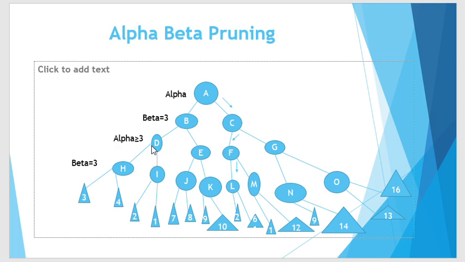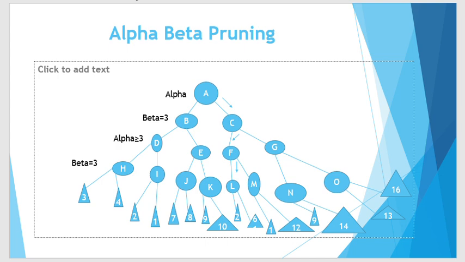Okay, the value will be 3, and the max value of this node we don't know, but we know that the max value of this node will be either 3 or greater than or equal to 3. So we can say that obviously 3 is its value, but we have to move towards max.